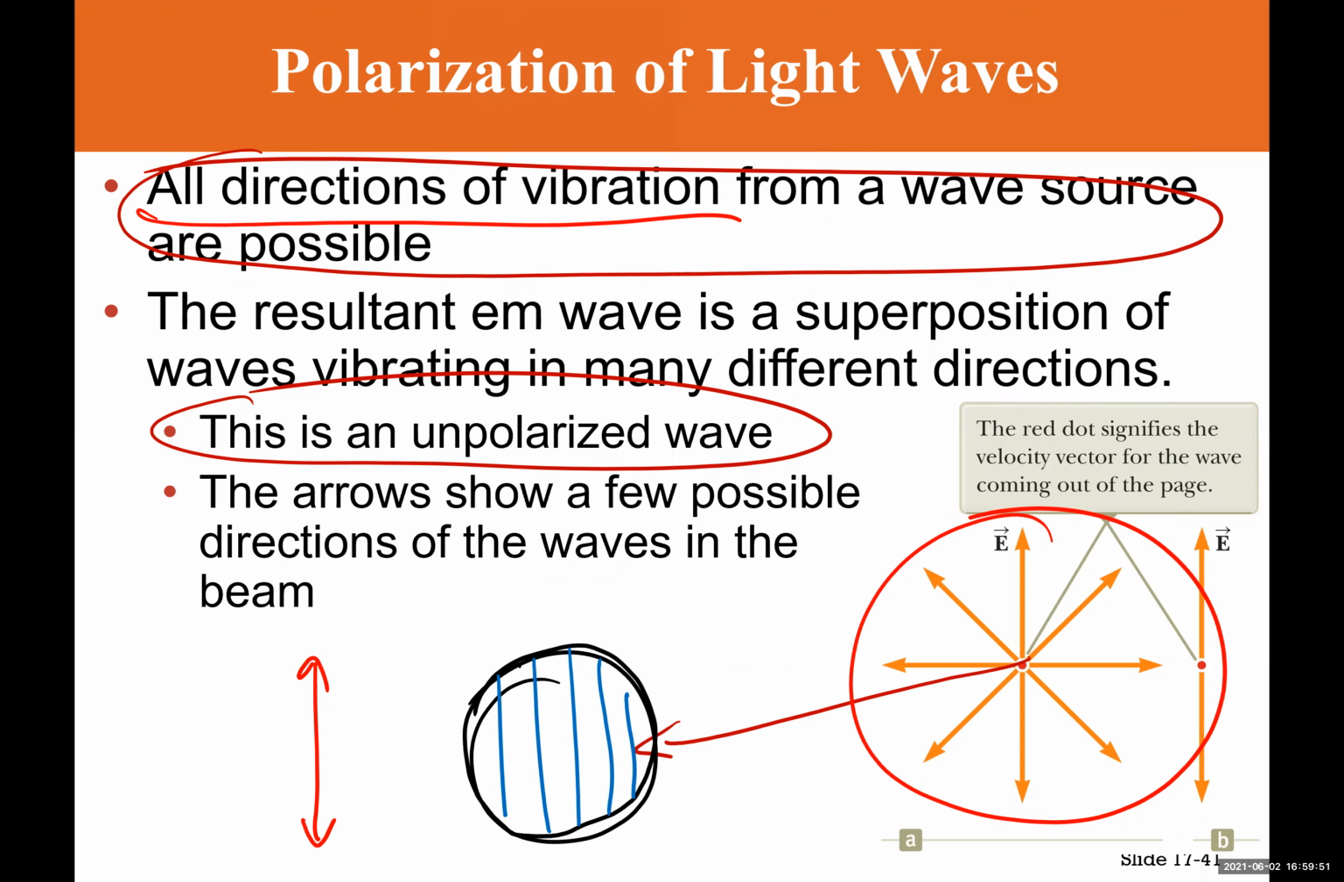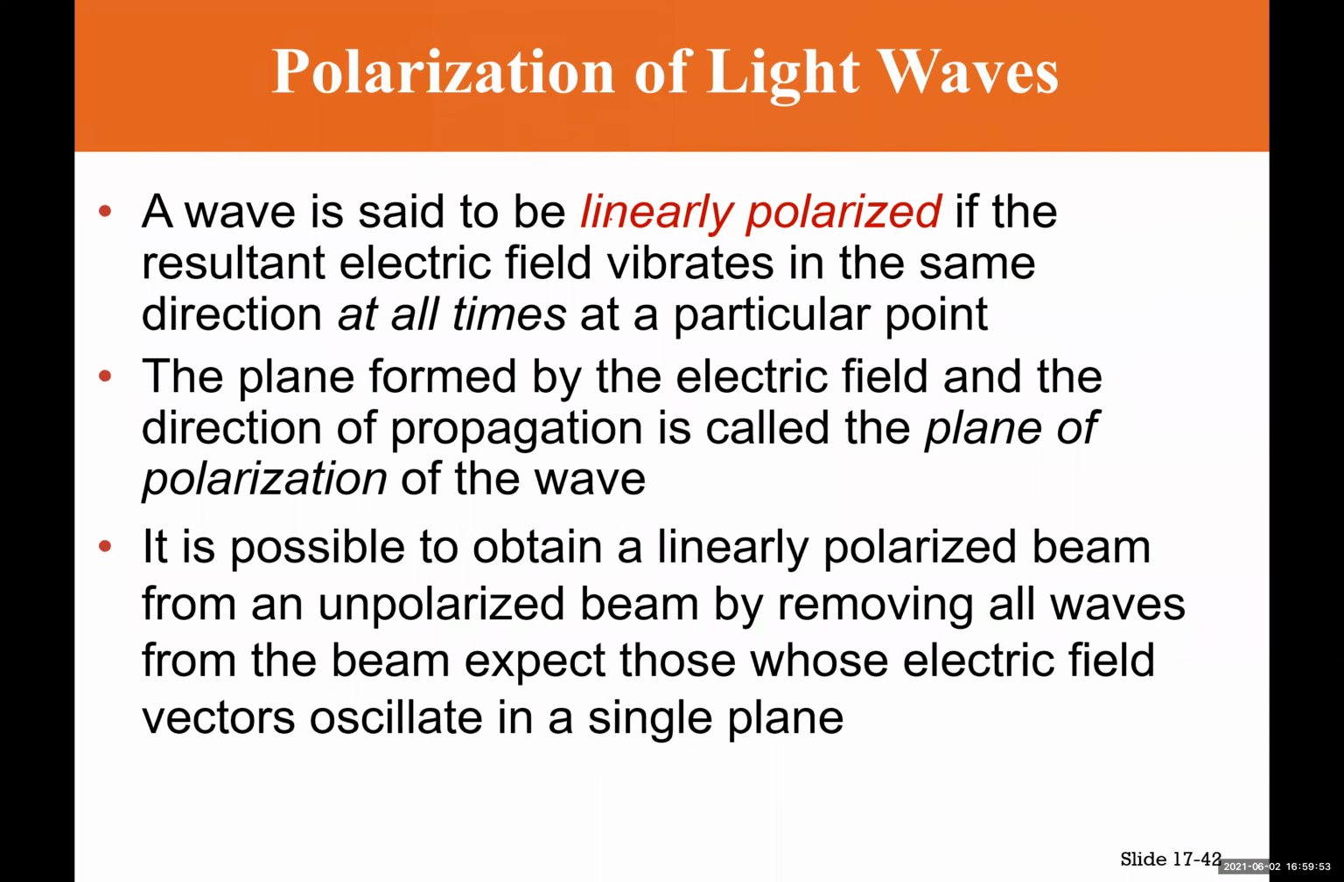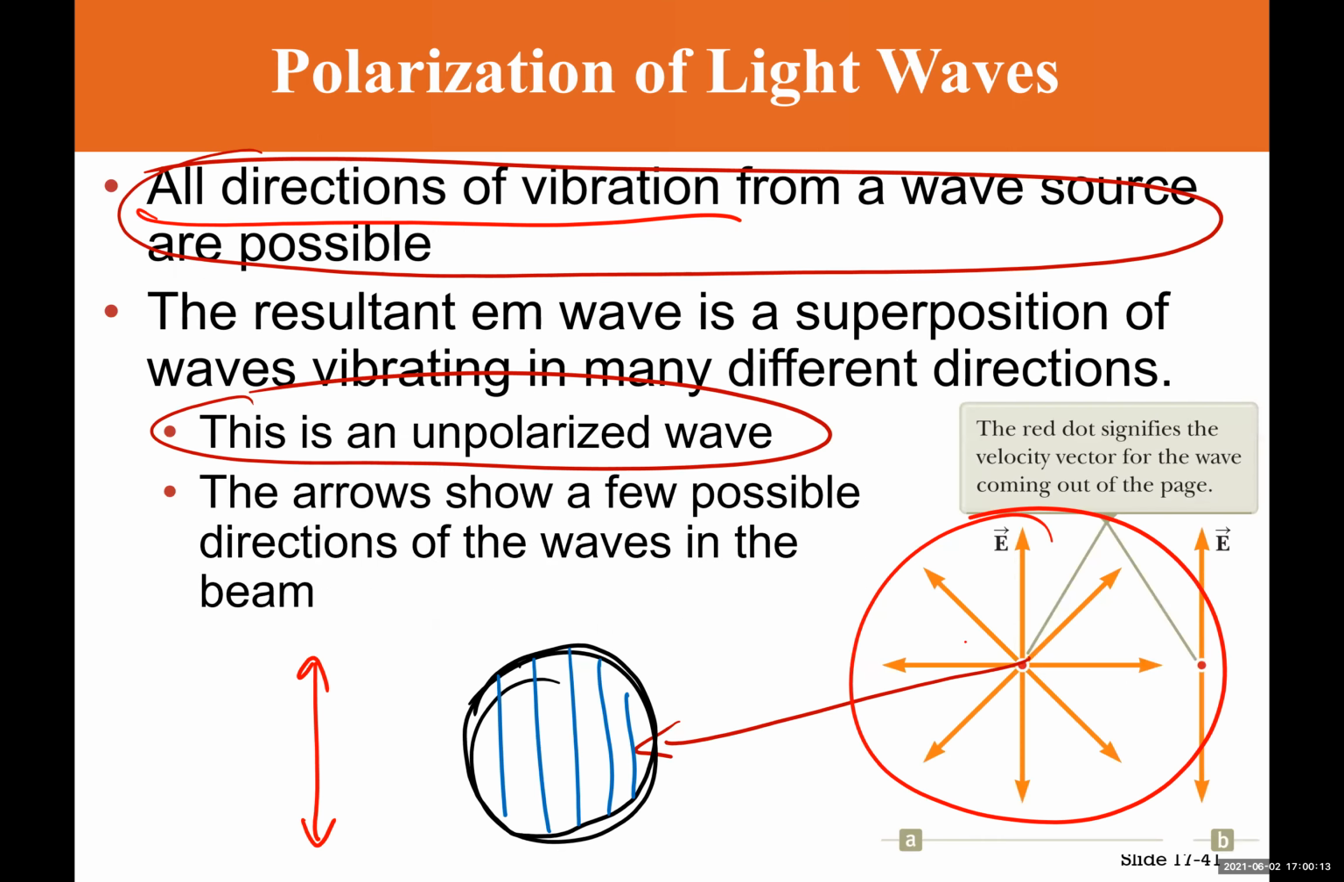Now, a wave is said to be linearly polarized if the resultant electric field vibrates in the same direction at all times at a particular point. That means always the same direction. So for example, vertical now, and no more horizontal or other direction. Sometimes, to simplify this, we say that it's a superposition of just vertical and horizontal, ignoring everything else, because I can find the projection of this one along the horizontal and the projection along the vertical. So we just have those two, horizontal and vertical.